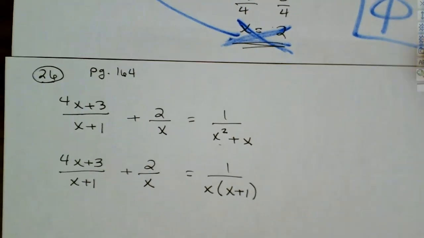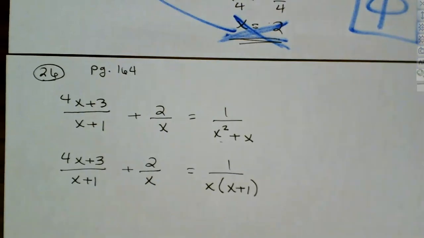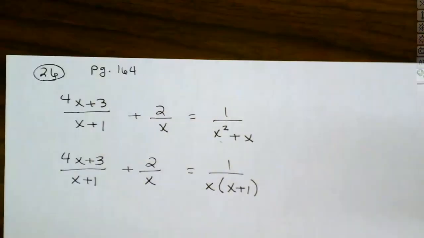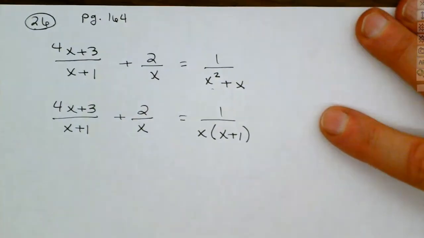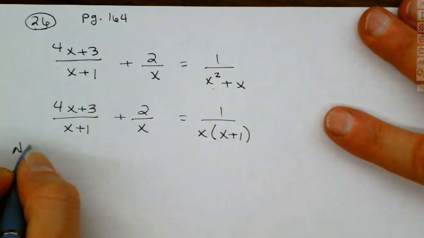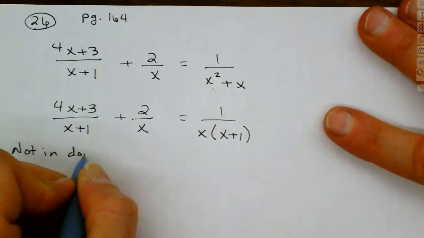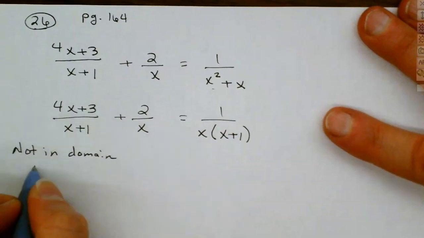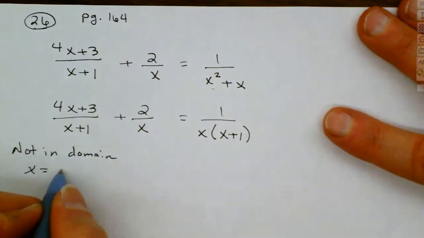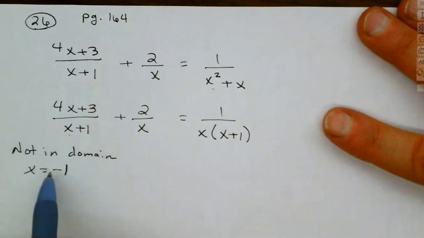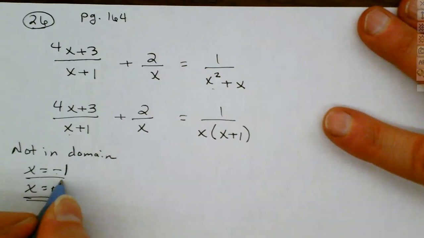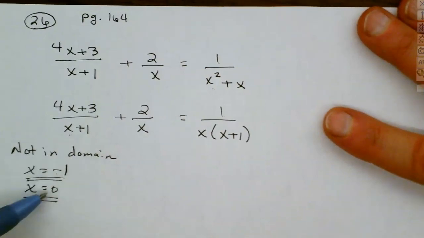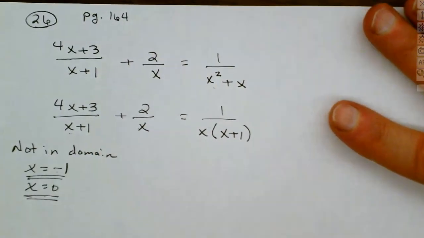Now we need to figure out and determine what numbers are not in the domain. So what numbers will not work? And 0, right? So what is not in the domain? Okay, x equals -1. Where did that come from? Yep, that gives you 0 there. And what's our other one? 0. Okay, that gives you 0 there.